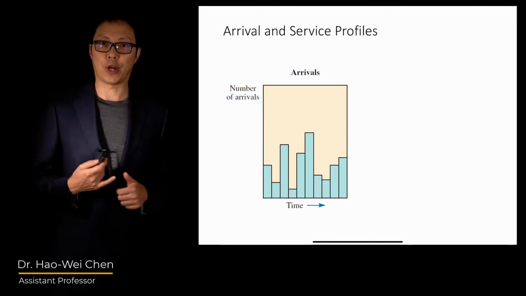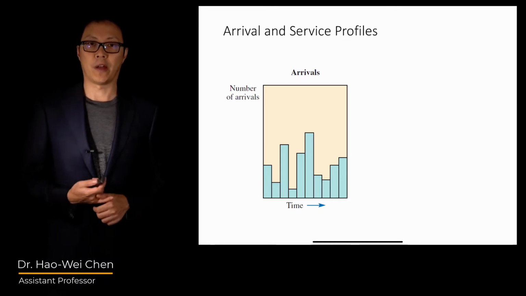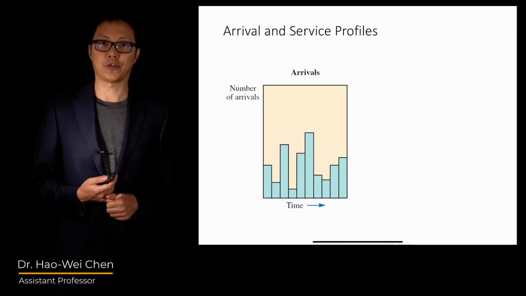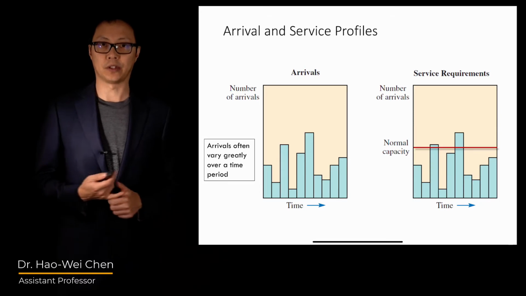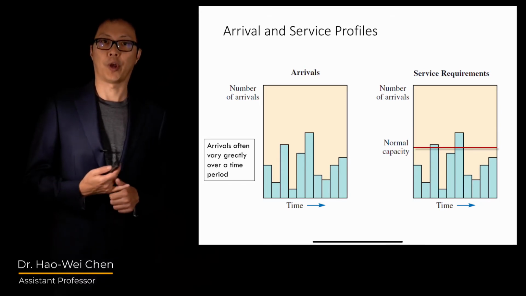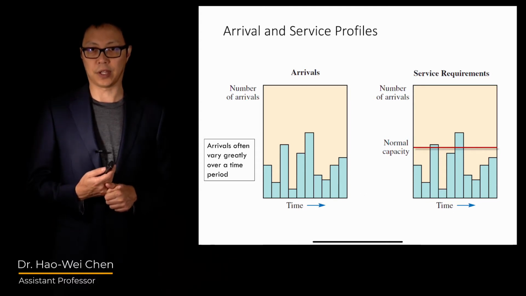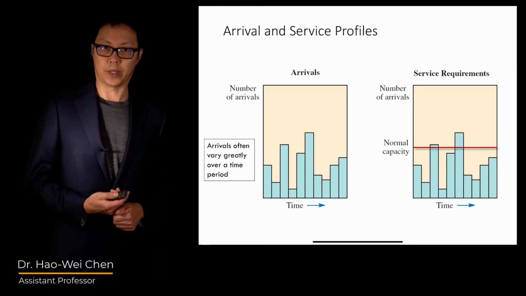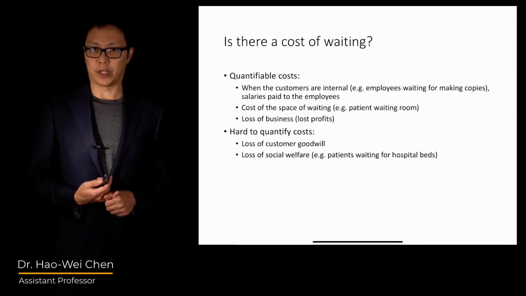Because people arrive at the service station randomly, sometimes we will have a lower number of arrivals, and sometimes we will have a much higher number of arrivals. However, our capacity is usually fixed. Hence, whenever the number of customers in the system exceeds the service capacity, the system will congest and people will have to wait. So, how do we measure the cost of waiting?